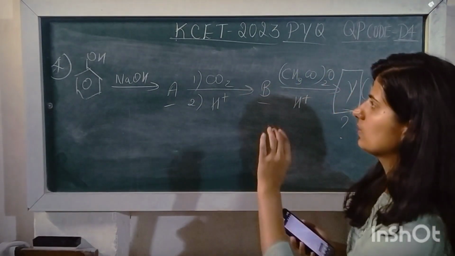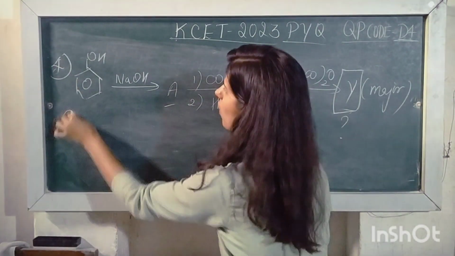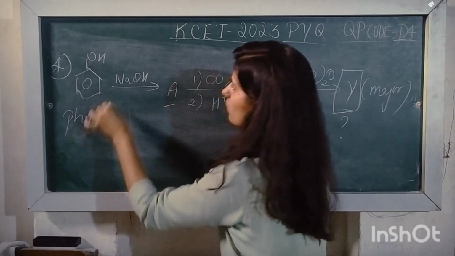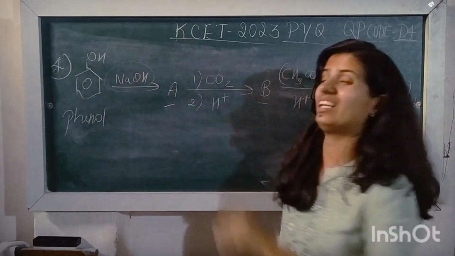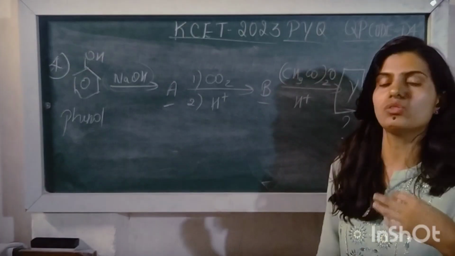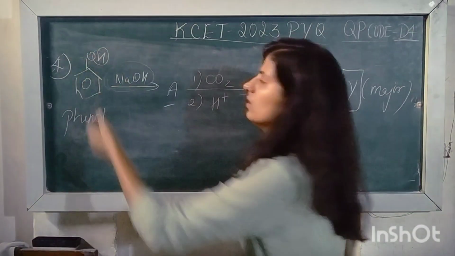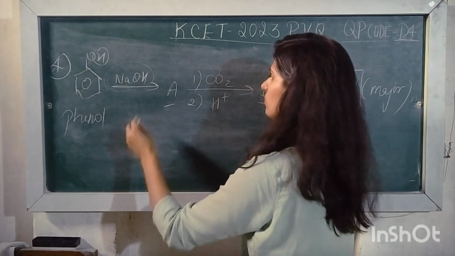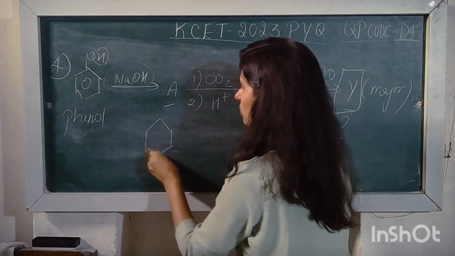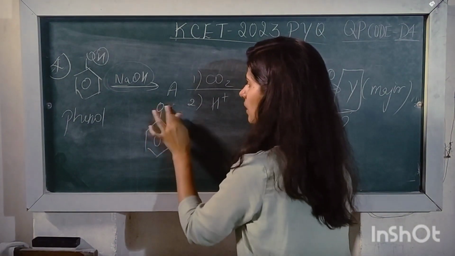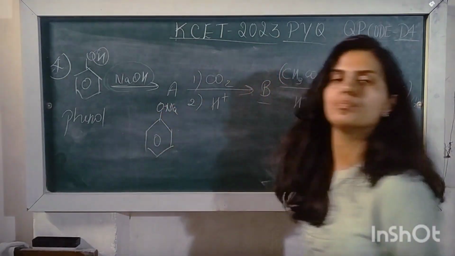If we look into this question, this is phenol. When it reacts with sodium hydroxide, what do we get? We get sodium phenate, right? This hydrogen is replaced, sodium is going to be replaced. So what is going to be A? A is going to look like this.